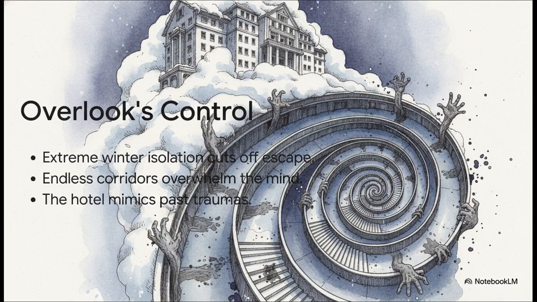So, how exactly does the Overlook pull this off? How does it exert this kind of control? Well, first off, there's the extreme winter isolation. Massive snowdrifts physically imprison the family, completely cutting off any hope of external rescue. Second, the sheer labyrinthine size of the hotel doesn't offer freedom. Its endless looping corridors overwhelm the mind and perfectly reflect Jack's own mental labyrinth. And third, the hotel is deeply infected by its own violent history. It actually mimics and personifies past traumas, dragging the family's deepest anxieties right out into the physical world.